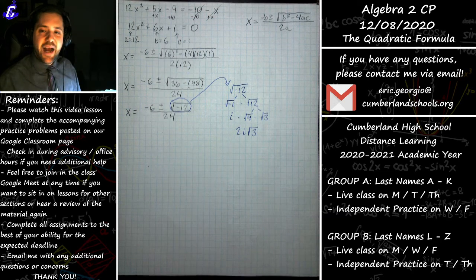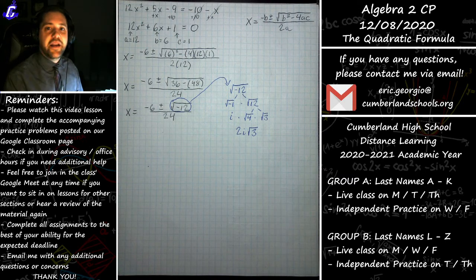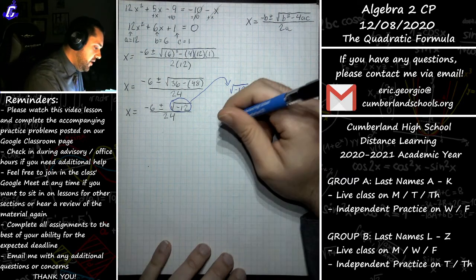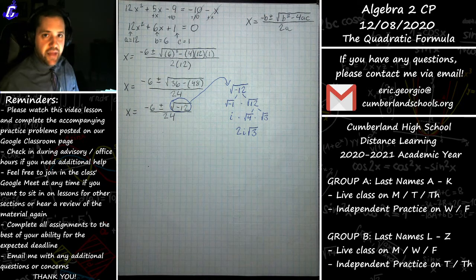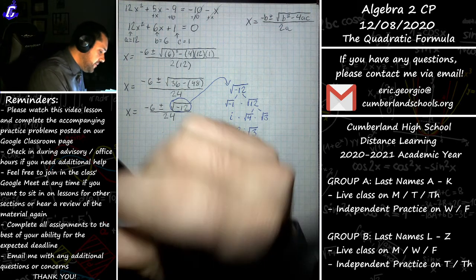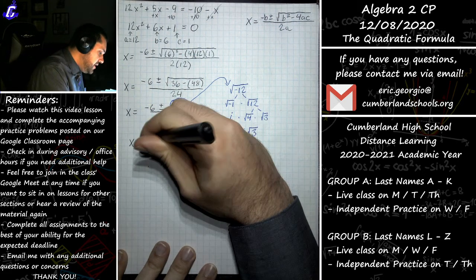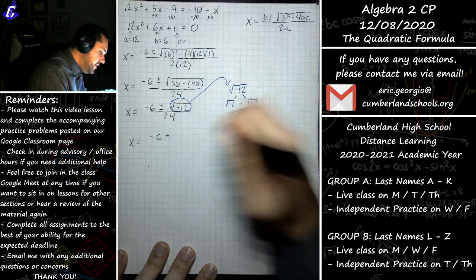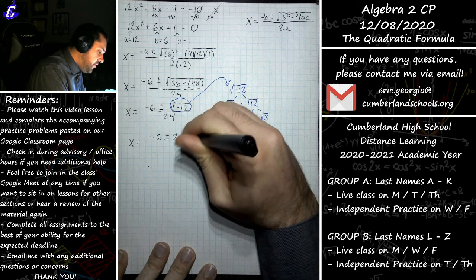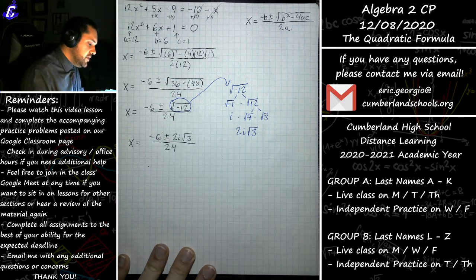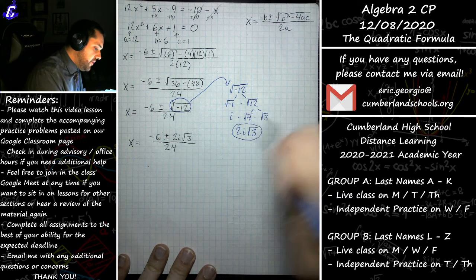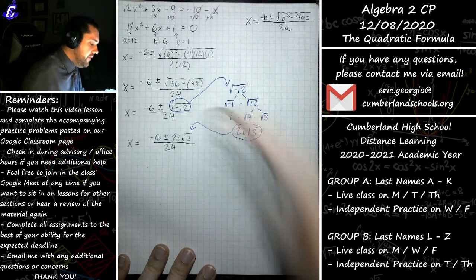Hopefully that makes sense as to how we reduce that. Again, as I've mentioned before, this is something that you are expected to know how to do for any one of these problems. So I'm just going to take that 2i rad 3 and replace the square root of negative 12 with it, because we determined that's how the square root of negative 12 simplifies. We're left with x equals negative 6 plus or minus 2i rad 3 all over 24. Right? Just taking this 2i times the square root of 3 and inputting it right there.